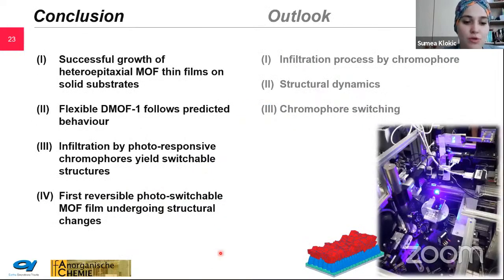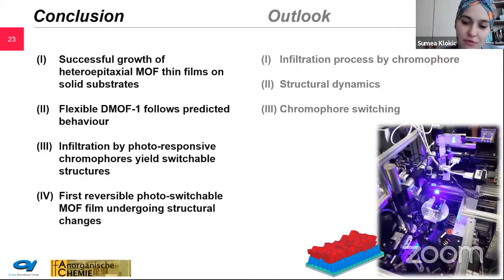So let me come to a conclusion. Here we have shown the successful growth of thin MOF films on solid substrates and the flexible behavior of DMOF-1 in thin films. Also, we have shown the successful infiltration with the photoresponsive chromophore, which gave us photo-switchable structures, which we can switch on demand and, for the first time, reversibly as well. I have given you here a small picture where you can see what it looks like when you are in operando. So this would be a MOF film that we are now switching, let's say.